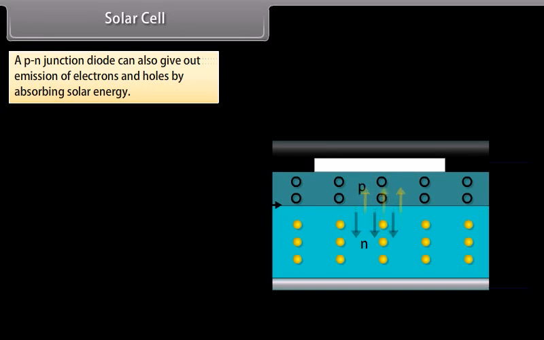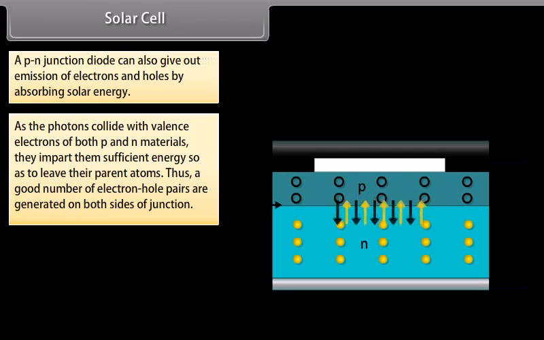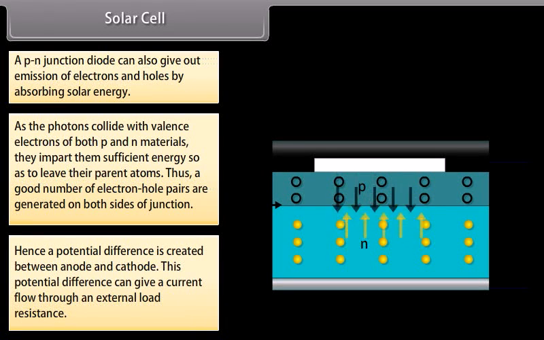The P material at the top is very thin compared to the thickness of the N material. Thus, solar energy photons entering from the top glass window easily penetrate up to both sides of the junction. As the photons collide with valence electrons of both P and N materials, they impart sufficient energy to them so as to leave their parent atoms. Thus, a good number of electron-hole pairs are generated on both sides of the junction. Hence, a potential difference is created between anode and cathode. This potential difference can give a current flow through an external load resistance.